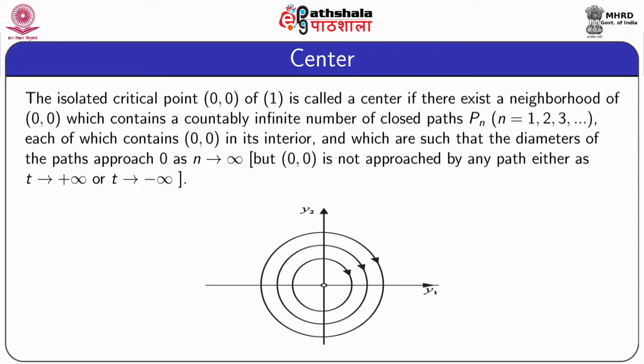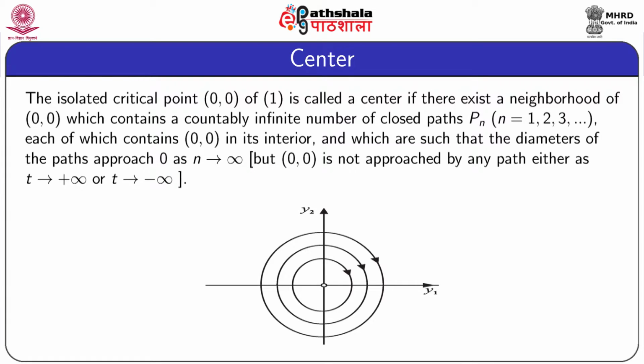We now define various characteristic features of the isolated critical point. We start with center. The isolated critical point (0, 0) of 4 is called a center if there exists a neighborhood of (0, 0) which contains a countably infinite number of closed paths C_n, n equal to 1, 2, 3, and so on, each of which contains (0, 0) in its interior and which are such that the diameter of the paths approaches 0 as n tends to infinity.